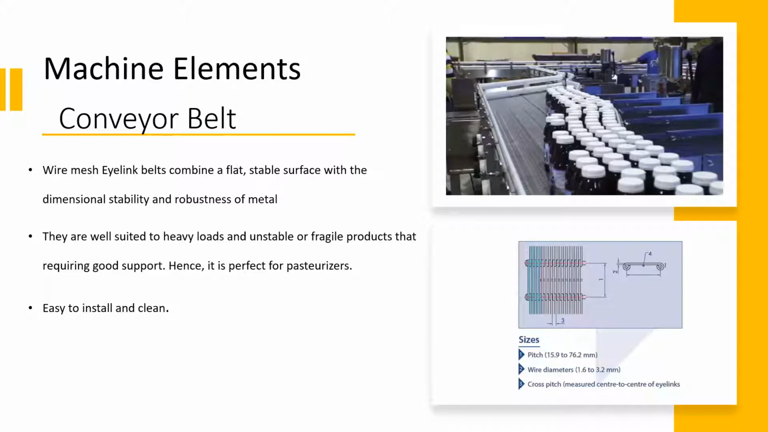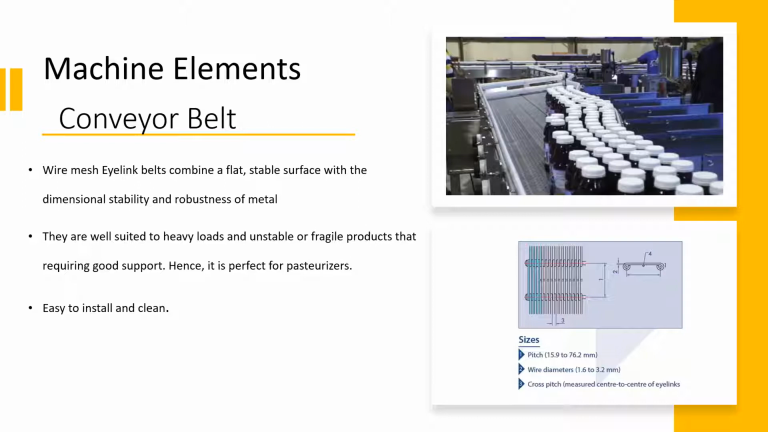Now I'm going to explain the machine elements found in the conveyor belt system. The first element is conveyor belt. The belt that used is wire mesh eye-link belt which combine a flat stable surface with the dimensional stability and robustness of metal. They are well suited to heavy loads and unstable or fragile products that requiring good support. Hence, it is perfect for the pressurizer. Moreover, this kind of belt is easy to install and clean.